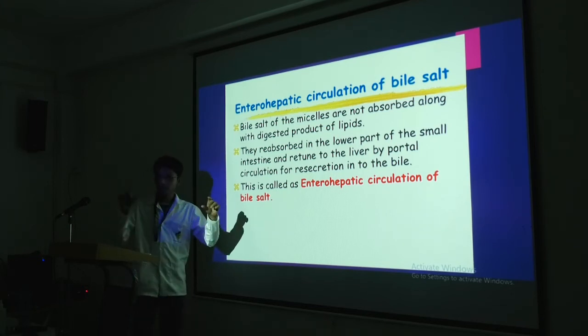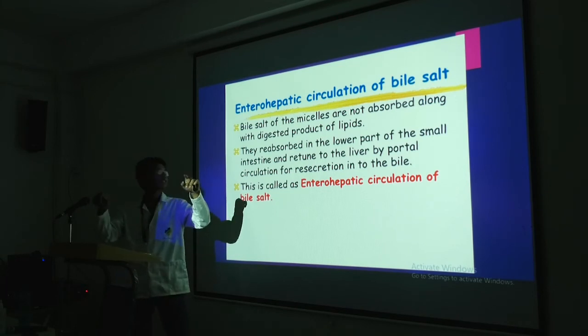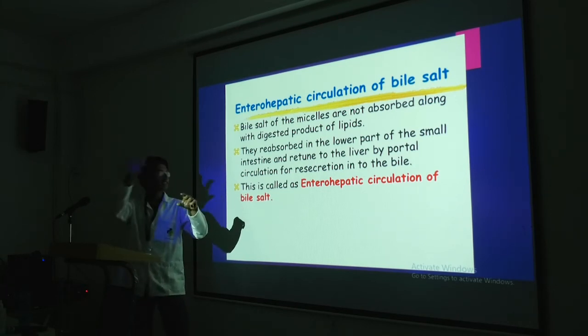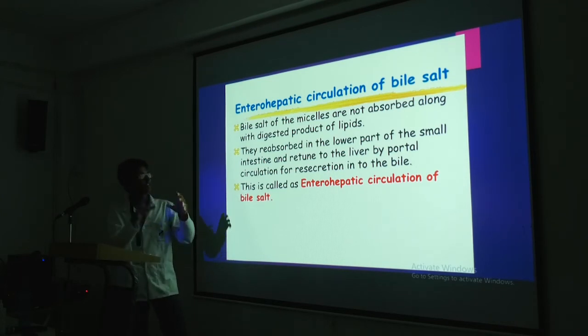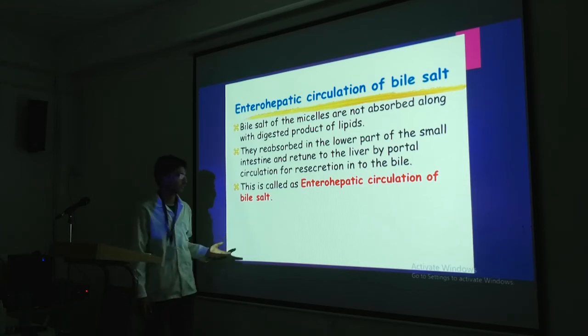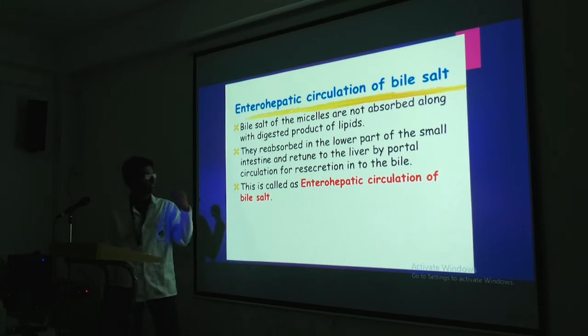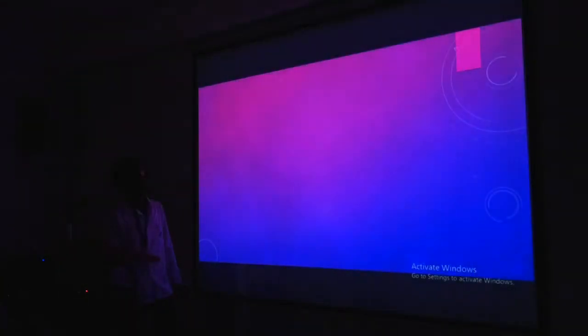So between the liver and small intestine a cycle is happening, and we can see the circulation of the bile salt. This bile salt circulation is called the enterohepatic circulation. Hepatic refers to the liver. So this is called the enterohepatic circulation of bile salt. Due to this, the whole digestion and absorption is happening. Enterohepatic circulation is the most important part. So going to the next slide.